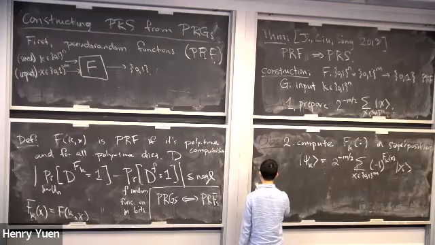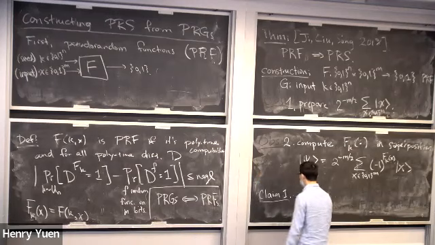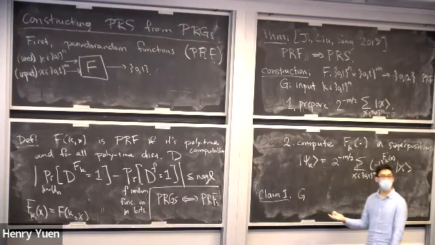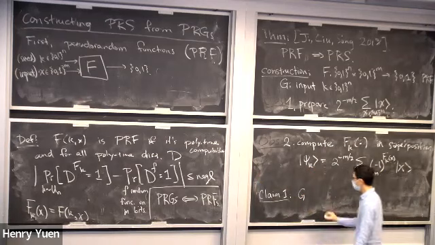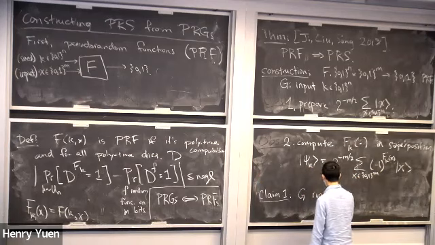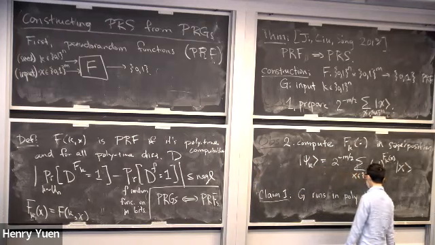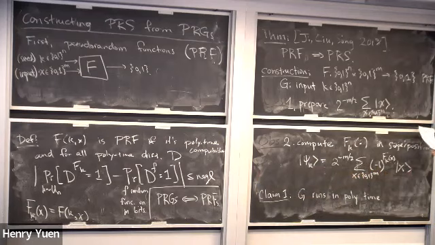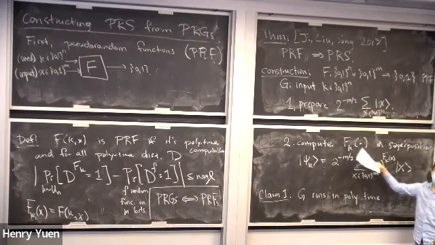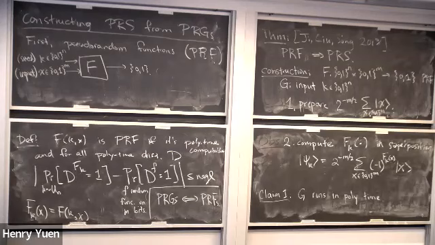So claim number 1, this G had better be efficiently computable. So G runs in polynomial time. Why is that? Well, the first step is pretty easy, right? You just do all these Hadamards. And then when you compute F in superposition, you're going to rely on the fact that this capital F is also computable in polynomial time. So you just do that.